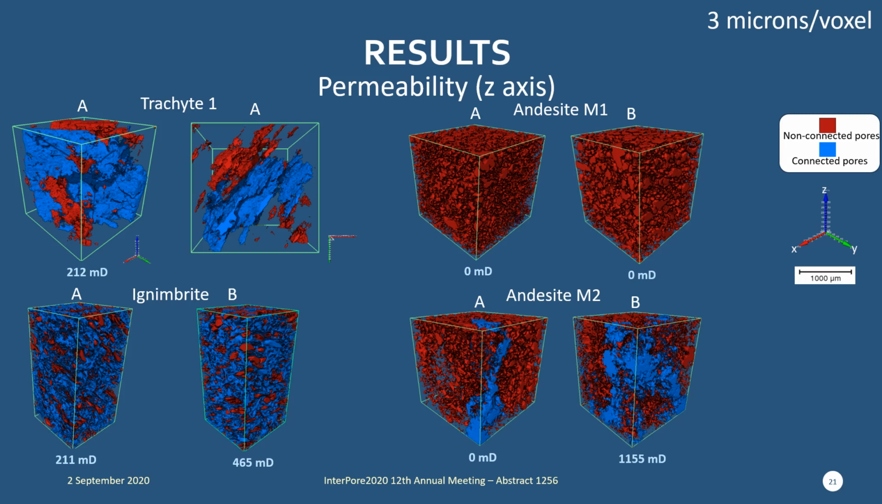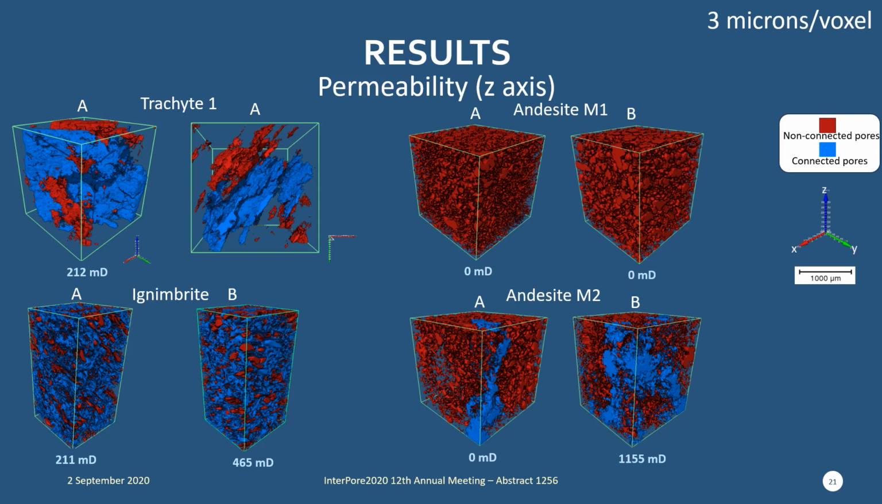So it is interesting to see the top left sample, which is the one that has more fractures and aligned pores, and the bottom left, the one that has no preferential orientation, for the 26 microns per voxel. However, between A and B, we can see some difference.